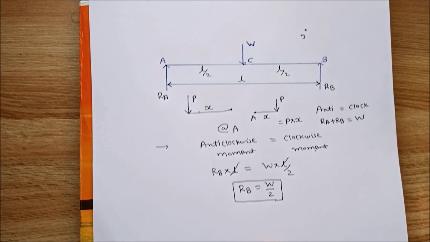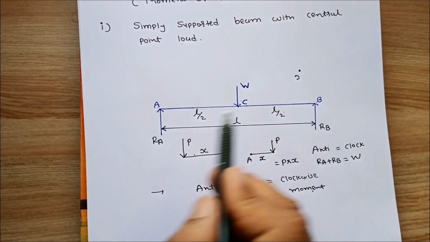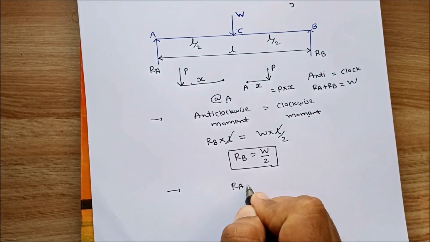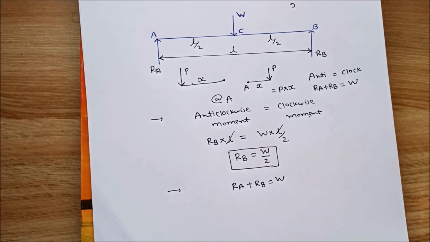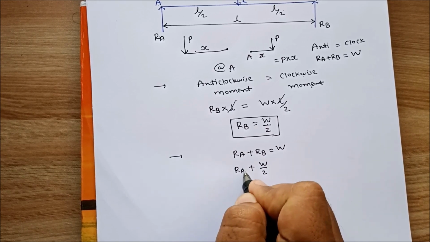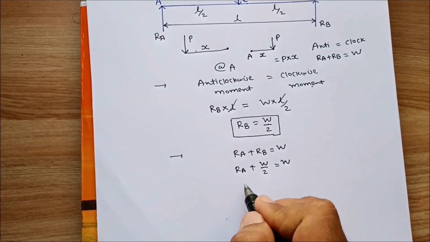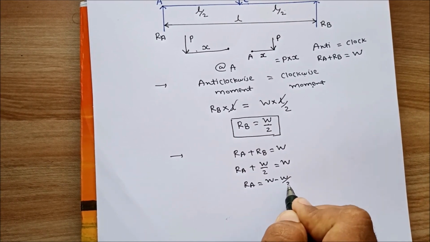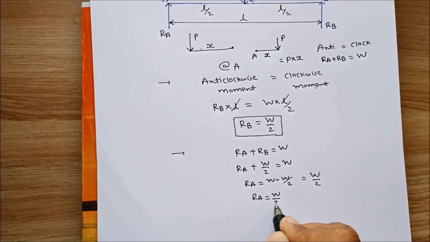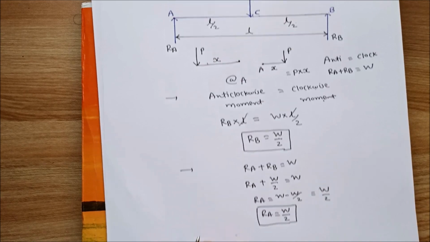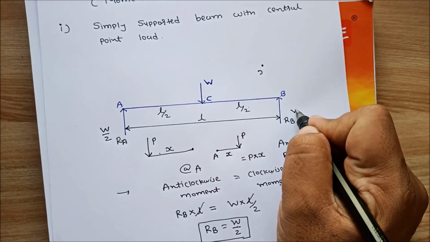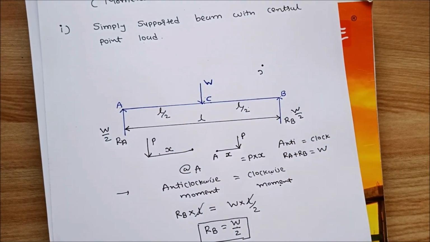Now we use our second condition, that is RA plus RB, the summation of upward forces is equal to the summation of downward forces. So here RA plus RB is equal to W. Instead of RB, we can write W by 2. RA as it is, equal to W. So RA is equal to W minus W by 2, that is W by 2. So reaction at A is W by 2, and reaction at B is W by 2. So here first we found the reactions.